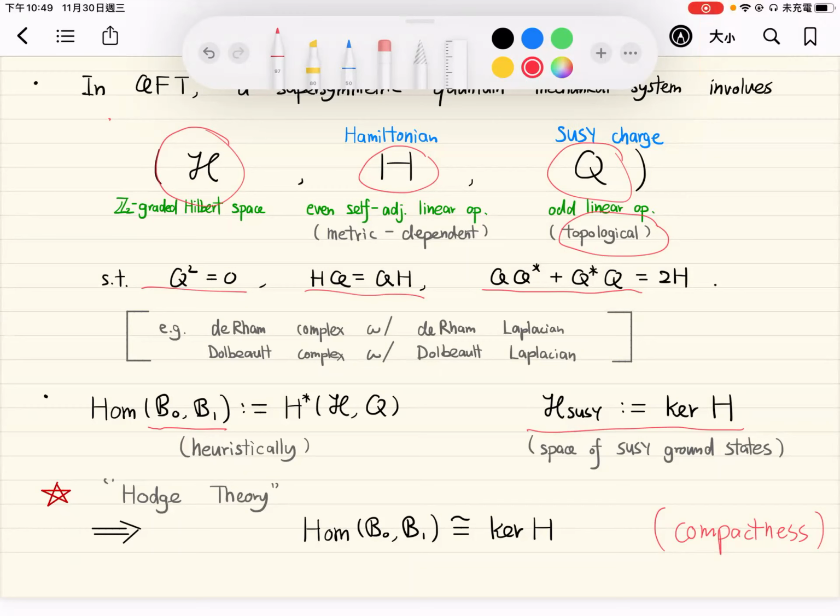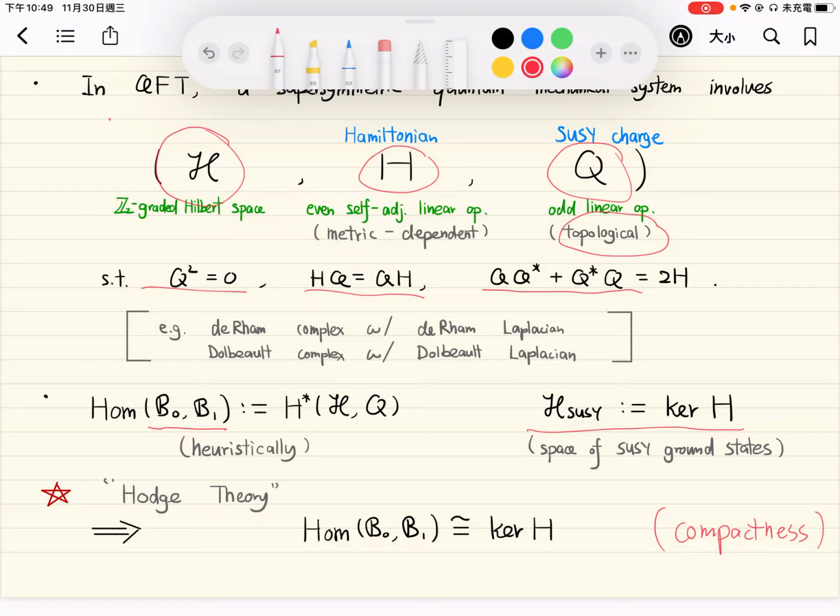Well, the point is that first of all, we need to specify a pair of branes. And then for that pair of branes, heuristically, they associate a triple called a supersymmetric quantum mechanical system. So the curly H, the H and Q depend on the pair of branes. And if we imagine that such a triple really exists, then heuristically the morphism space should be defined as the Q homology, and it's a topological invariant.